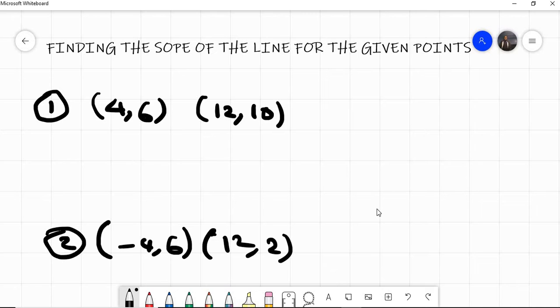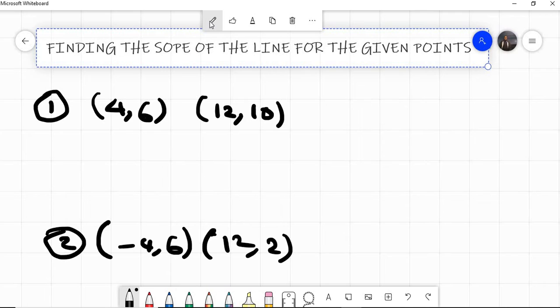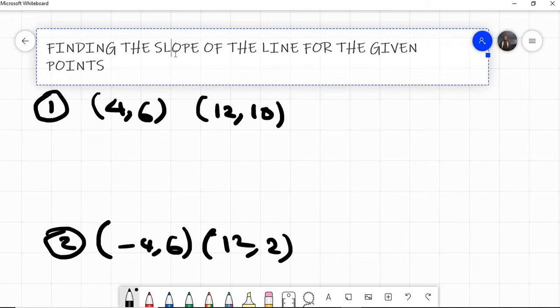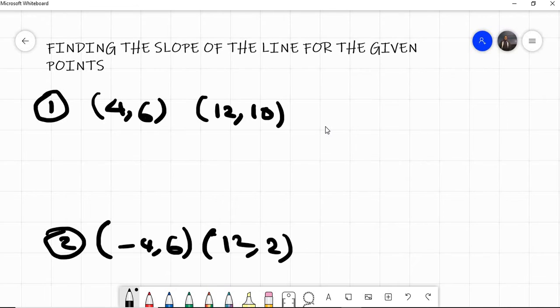Today we are learning how to find slope. This one is slope: how to find the slope from given points. That's what we learn. So we're given 2 points.